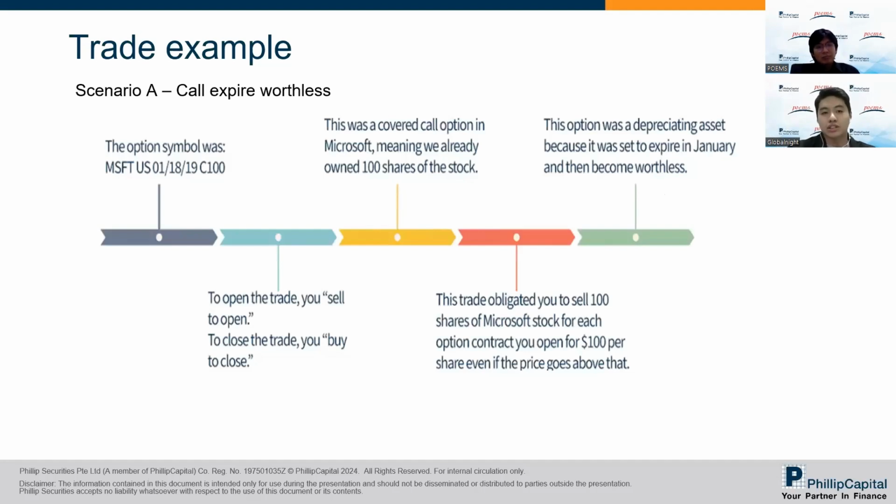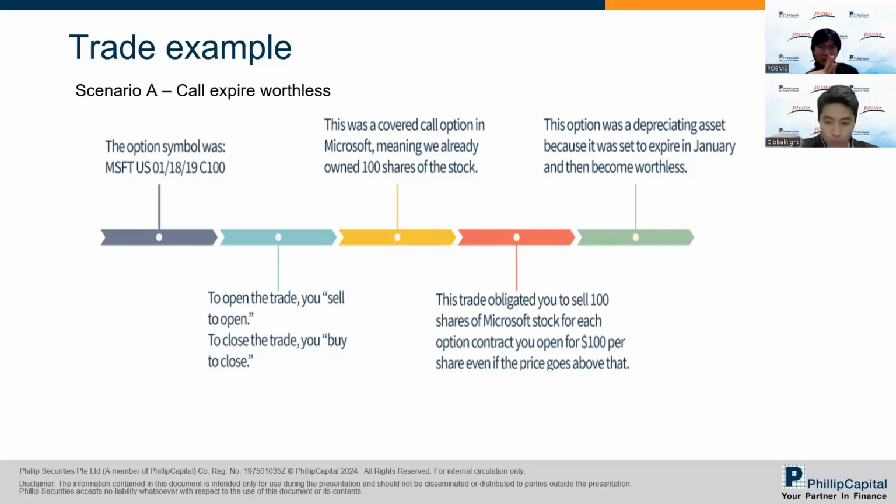You can see the trade cycle here. You buy to open, and you sell to open. By expiration date, if the underlying shares trade below the strike price, the entire option is worthless. It just expires worthless. So what can you do?